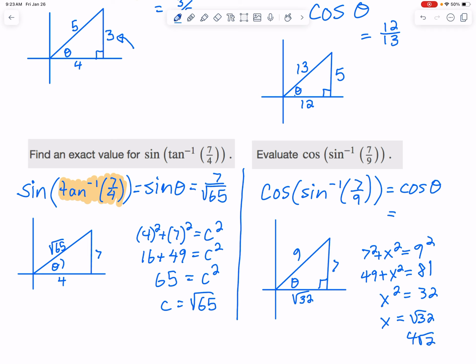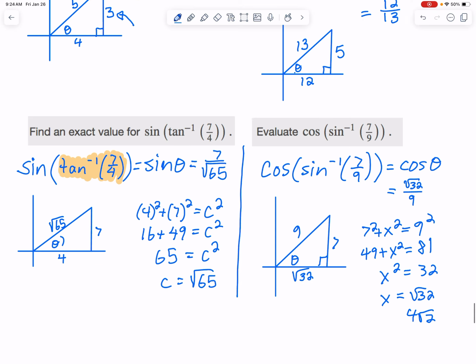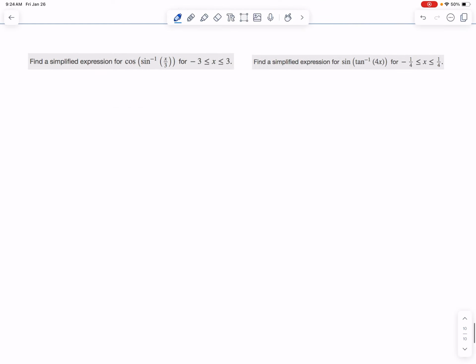So cosine would be radical 32 over 9. That's it. All you got to do is draw the triangle. Everything comes back to those triangles and knowing your trig ratios. All right, I have 2 more.